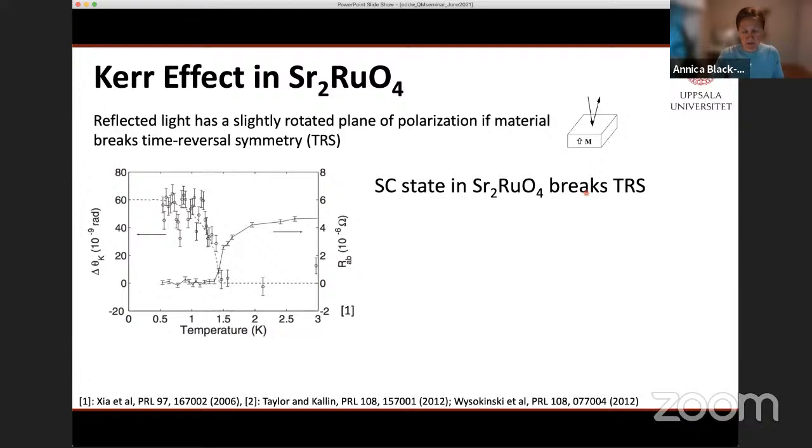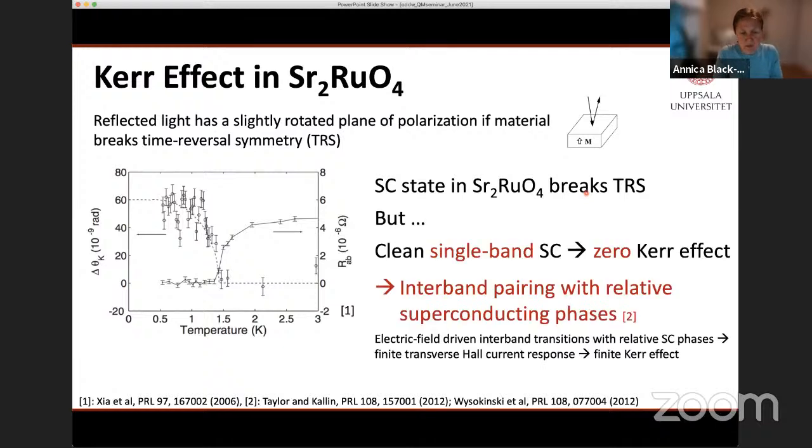And that was seen as a good proof that this was a chiral state. But it turns out that if you start with a single band superconductor, no matter how much time reversal symmetry it breaks, no matter how chiral it is, you will actually have zero Kerr effect. Because to get the Kerr effect, it's reasonably complicated. So I'm just going to tell you, and you have to go read the reference if you're interested in the details.